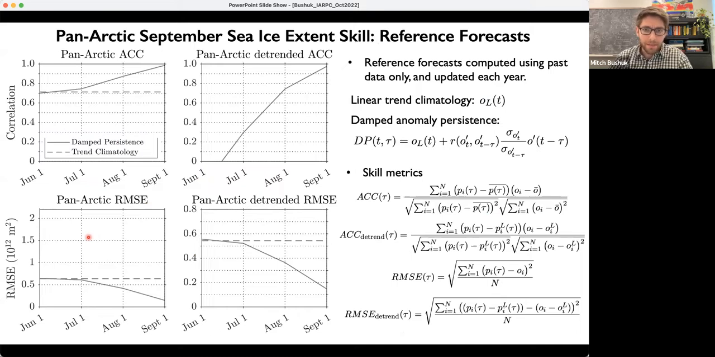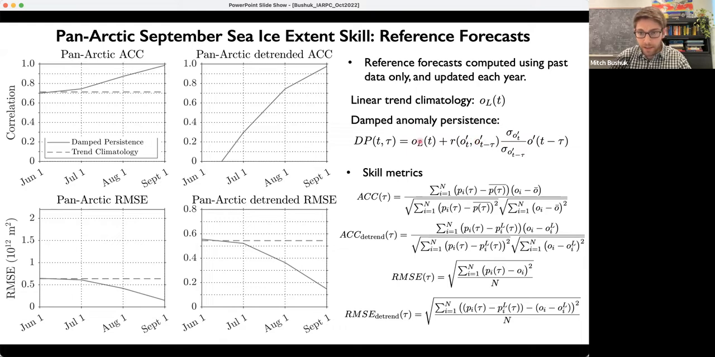Okay, so to get a bit more quantitative, we can look at prediction skill metrics. I'm going to compare skill to two reference or benchmark forecasts: a linear trend climatology, and the same damped anomaly persistence forecast that Ed mentioned. Just to show you the formula, the damped anomaly persistence forecast is constructed by taking the linear trend climatology prediction and adding to that the observed anomaly of sea ice extent at the initialization time. That anomaly is scaled by the observed autocorrelation between the initialization time and September sea ice extent, and then also scaled by the ratio of the standard deviations between the target time and the initialization time.